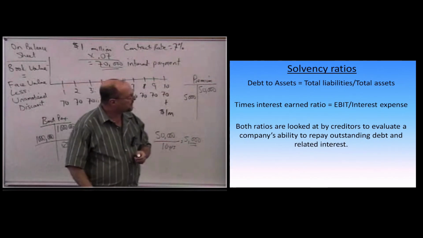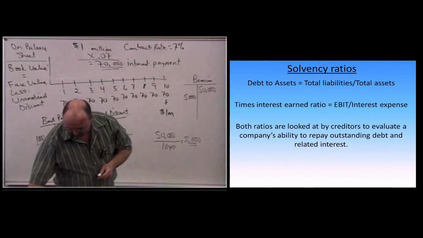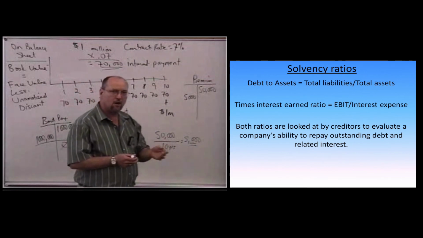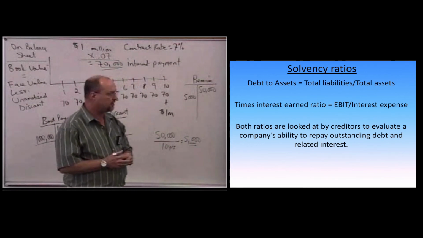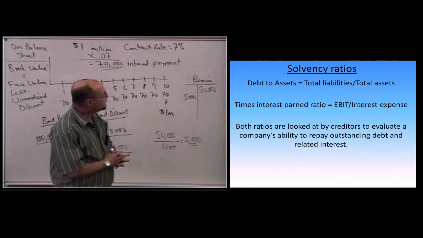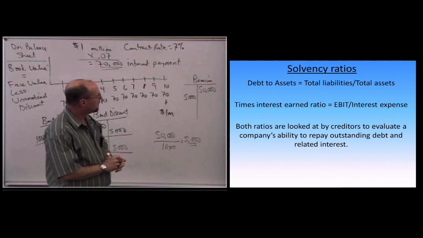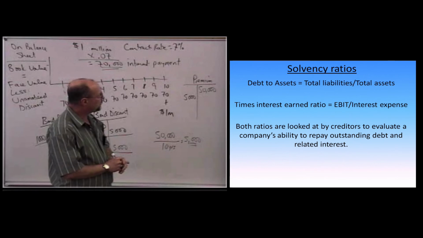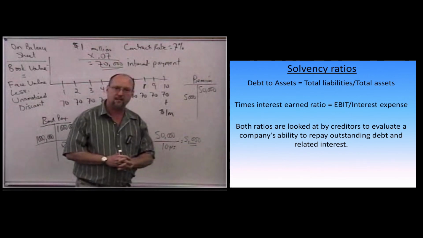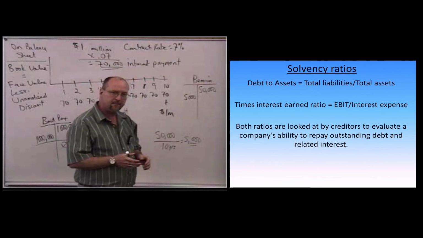The last thing we want to talk about today are the ratios related to long-term debt, which we call solvency ratios. The first one is the debt to assets ratio, and then we have the times interest earned ratio. So let me just describe these. You can plug the numbers in.